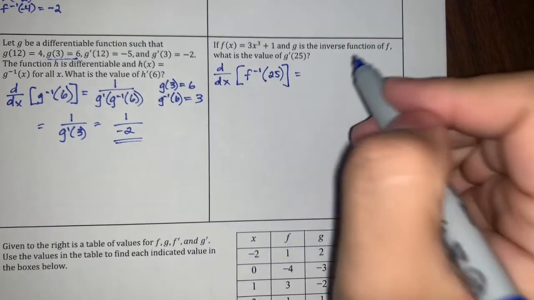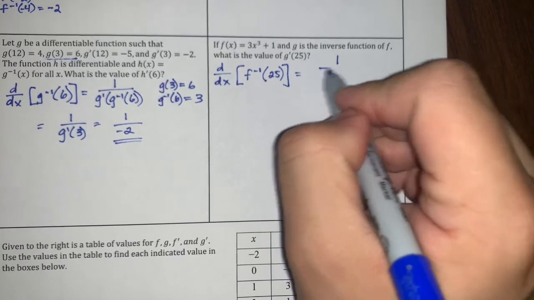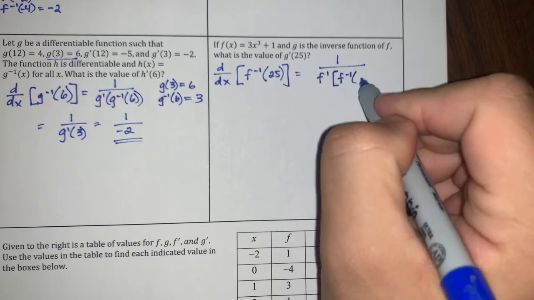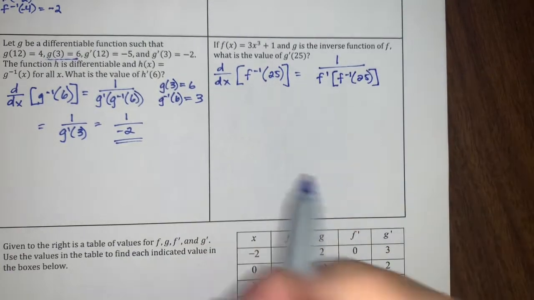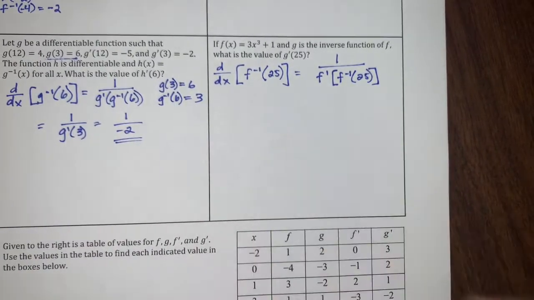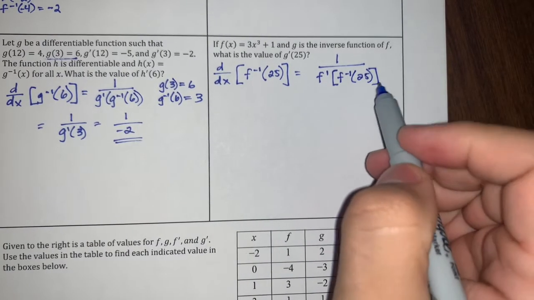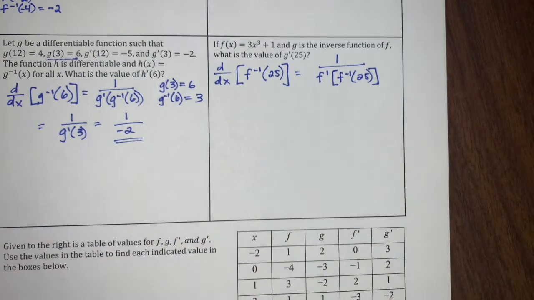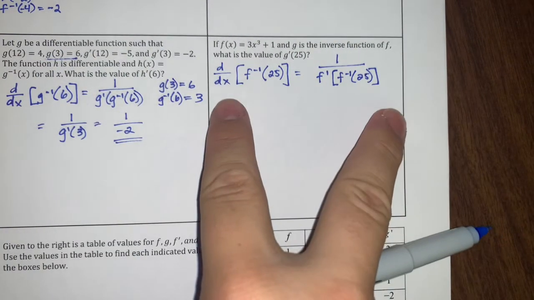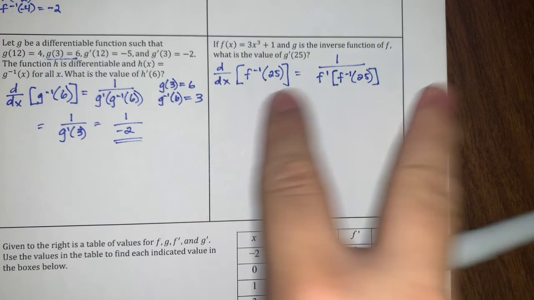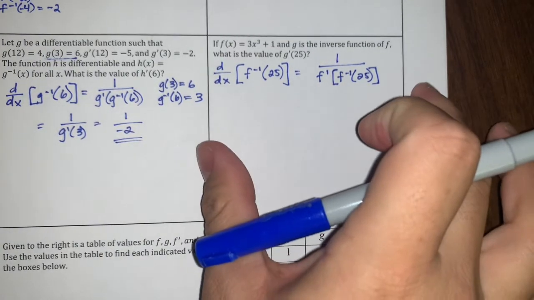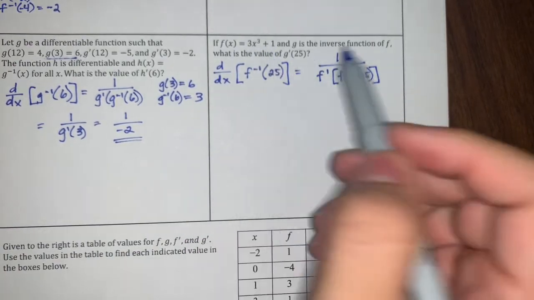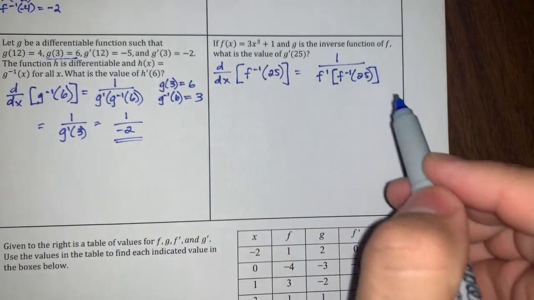And I'm going to set up my equation like I have been: 1 over f prime of f inverse of 25. Sometimes I use brackets and other times parentheses, but it's the same thing. So now I have to figure out what f inverse of 25 is. This is probably the most involved problem that you'll see for these types of problems. We're going to have to do a little bit more algebra to solve this one.